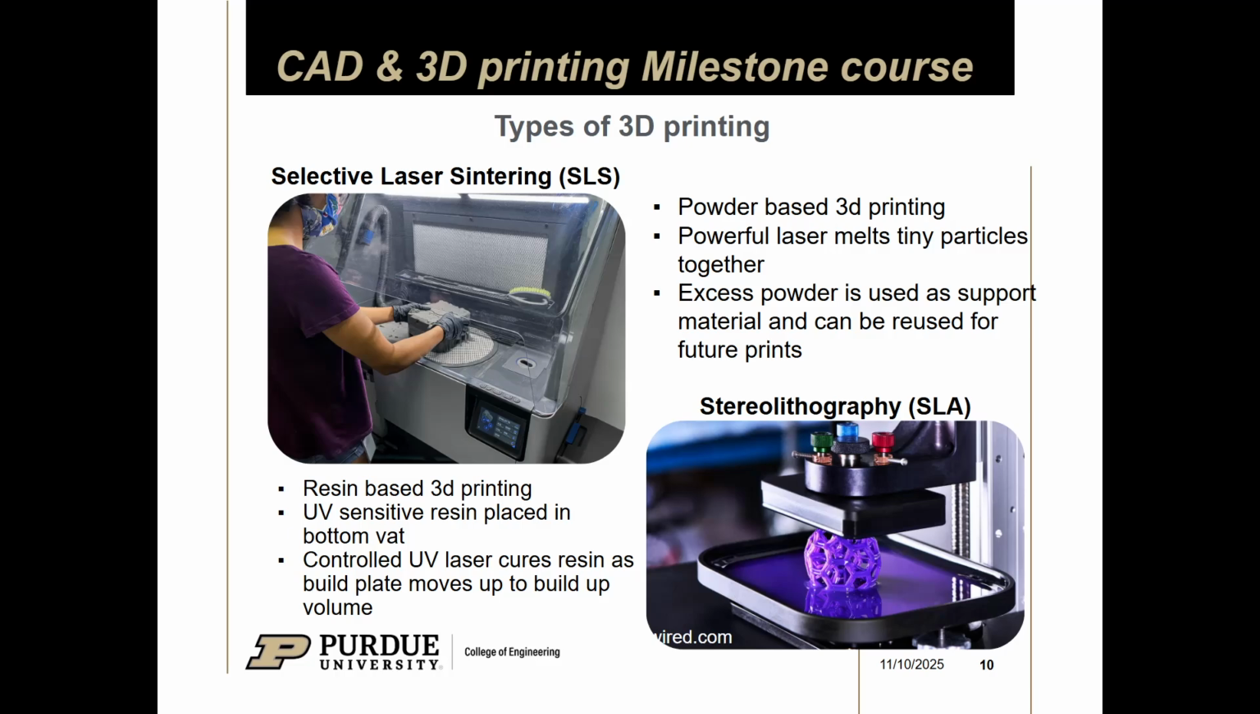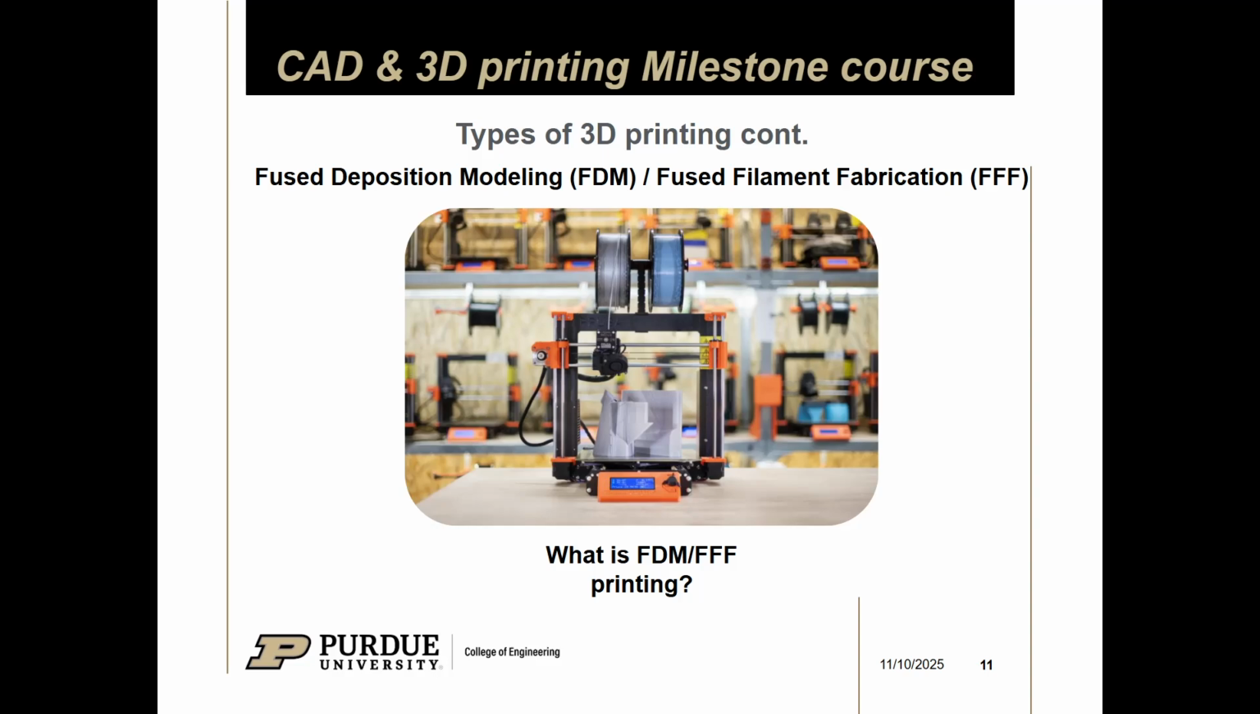But FDM or FFF 3D printing is typically what a lot of people think of when they think 3D printing. It's probably the most common type out there, and it's probably the most accessible as well. Also, FDM and FFF are basically the same. If you see them used interchangeably, it's mostly because I think FDM is a trademark name, so a lot of other companies will use FFF because FDM is trademarked by someone. I think it's Stratasys. So yeah, I might be using them interchangeably.